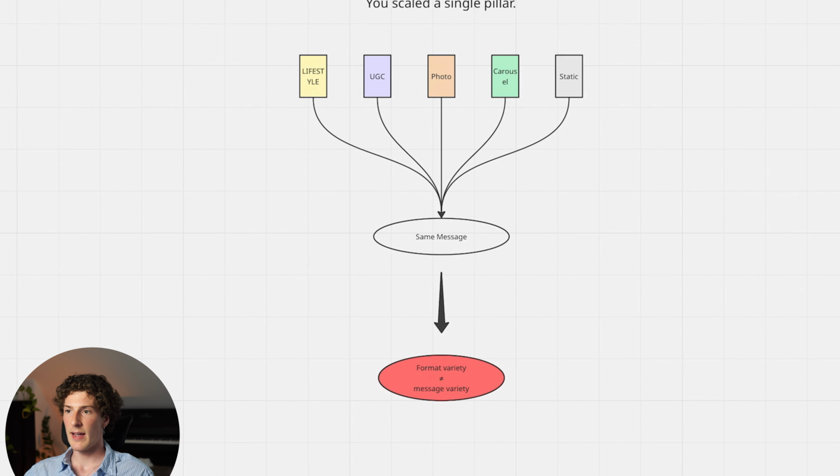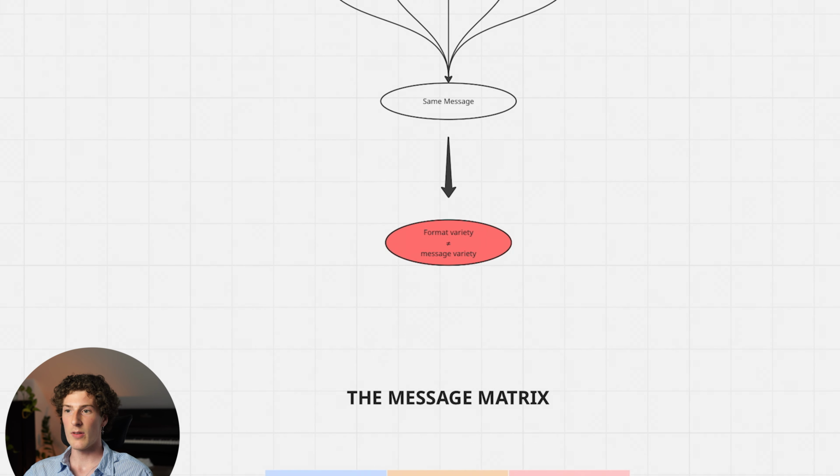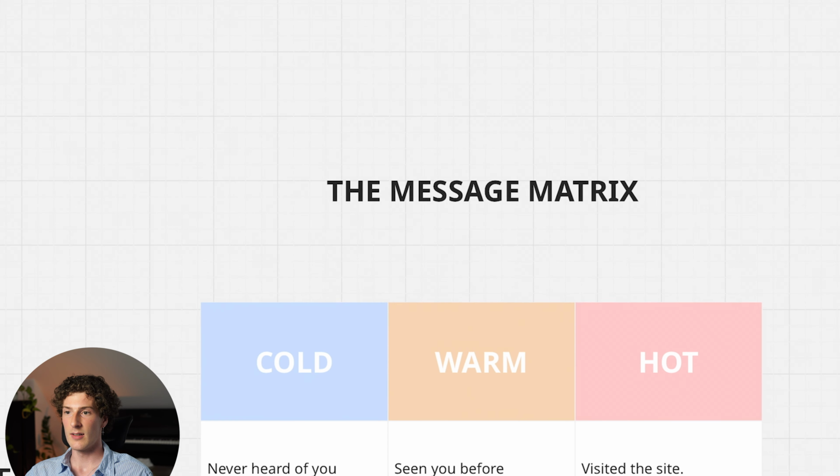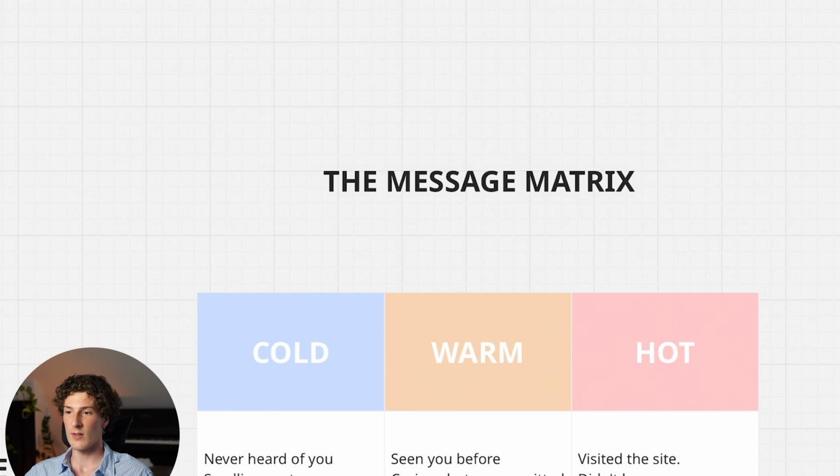So what does a campaign that doesn't collapse actually look like? I'm going to show you how we would rebuild Noir's campaign from scratch, not with more budget and not with more creatives in the same direction, with a different structure entirely. And it comes down to one concept. This right here is the message matrix.